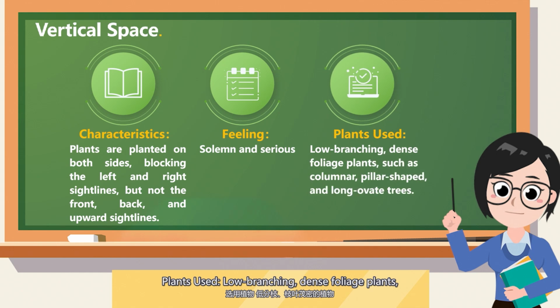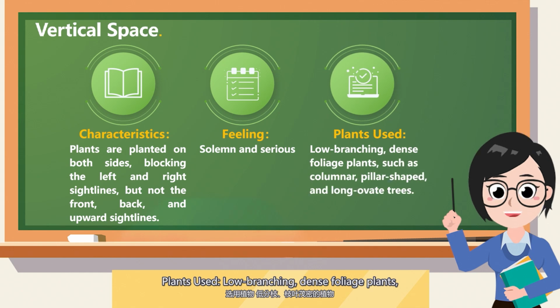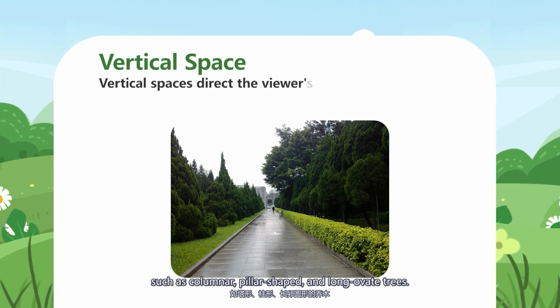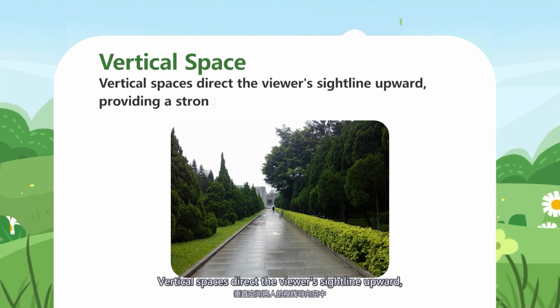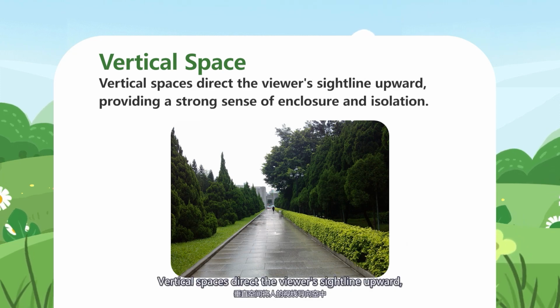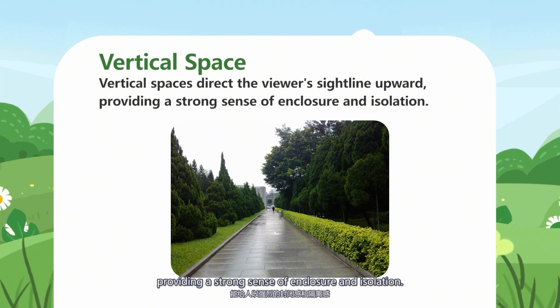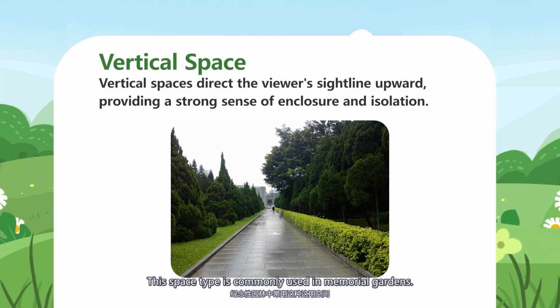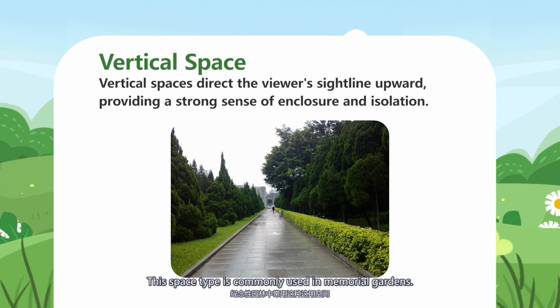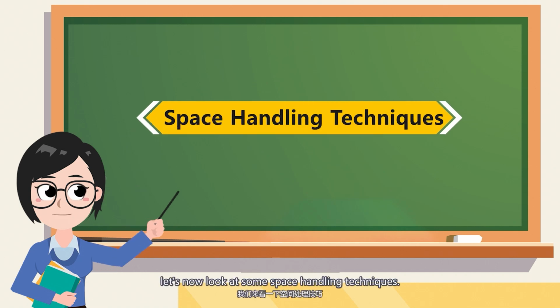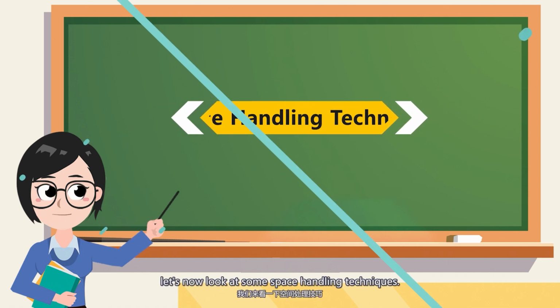Plants used: low branching, dense foliage plants, such as columnar, pillar-shaped, and long ovate trees. Vertical spaces direct the viewer's sightline upward, providing a strong sense of enclosure and isolation. This space type is commonly used in memorial gardens. Having mastered the different space types, let's now look at some space handling techniques.